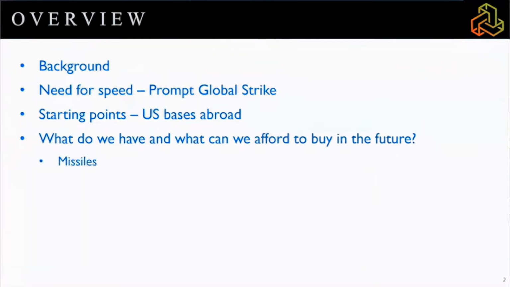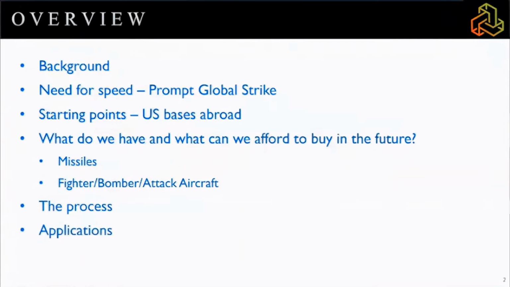That's a big driving factor in hypernomics. You want to be able to figure out what your limits are and what people want. Generally, we're going to do that for missiles, and then we're going to go to aircraft. So we're going to look at air-to-surface missiles, and we're going to look at the planes that carry them. And then we're going to talk about the process and some applications, and then eventually answer some questions at the end. So with that in mind, let's dig into it here.